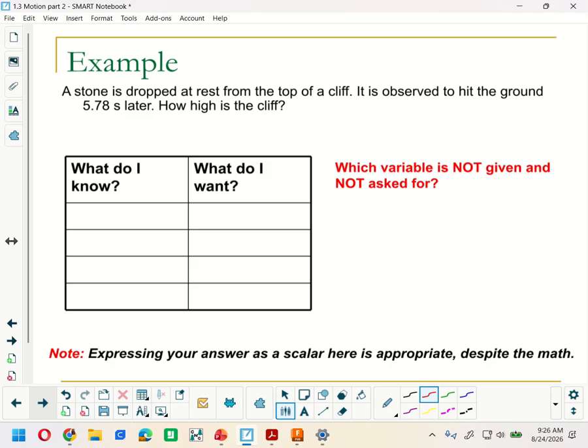A stone is dropped at rest from the top of a cliff. It is observed to hit the ground 5.7 seconds later. How high is the cliff? How high is the cliff? What do we know?